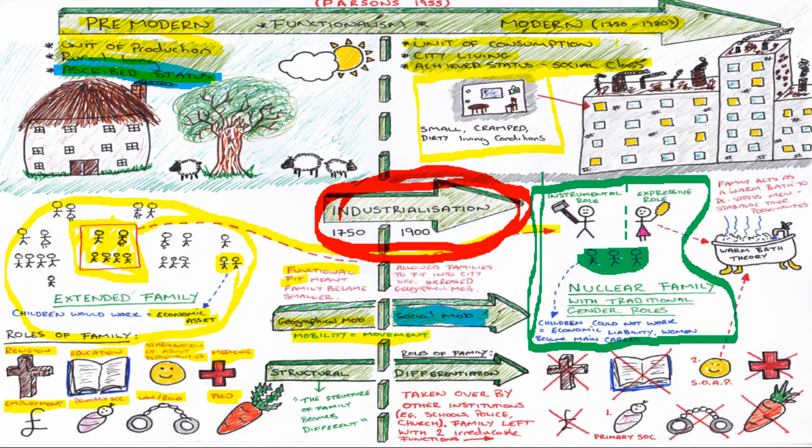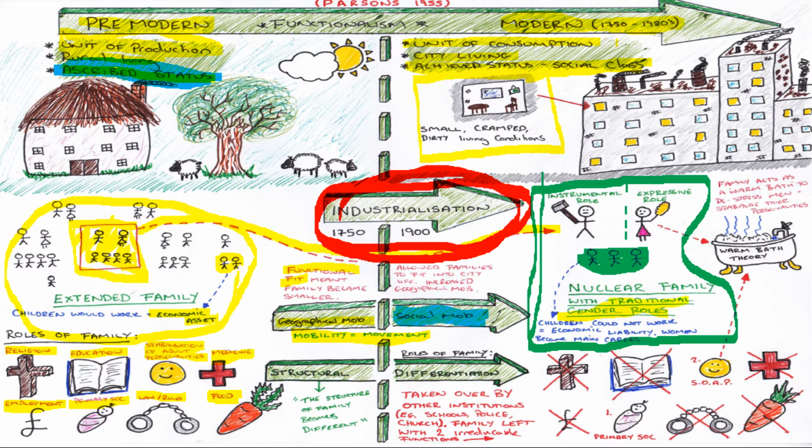Now, this is related to policy. The Factory Acts in the 1900s barred women from entering the workforce. So this is what created the housewife role, and it, as such, created the traditional nuclear family with traditional gender roles.